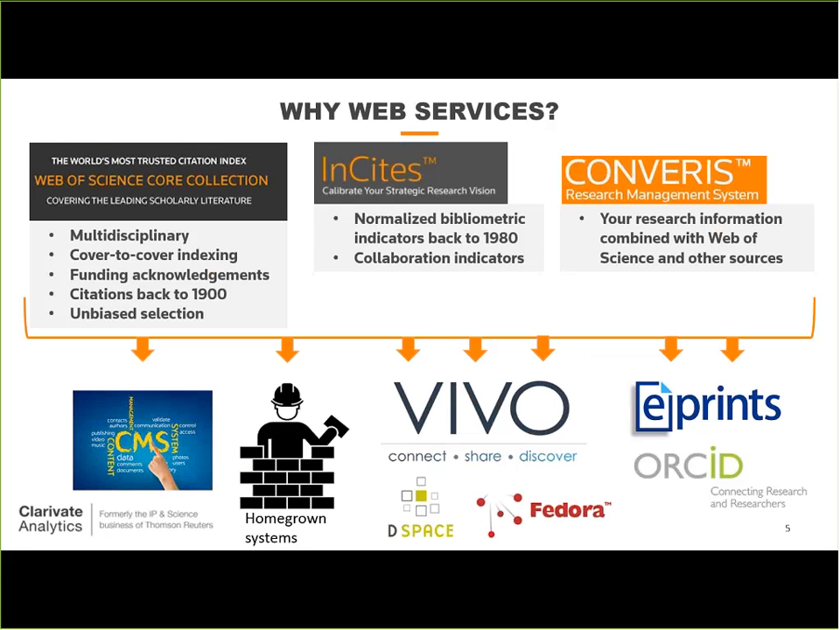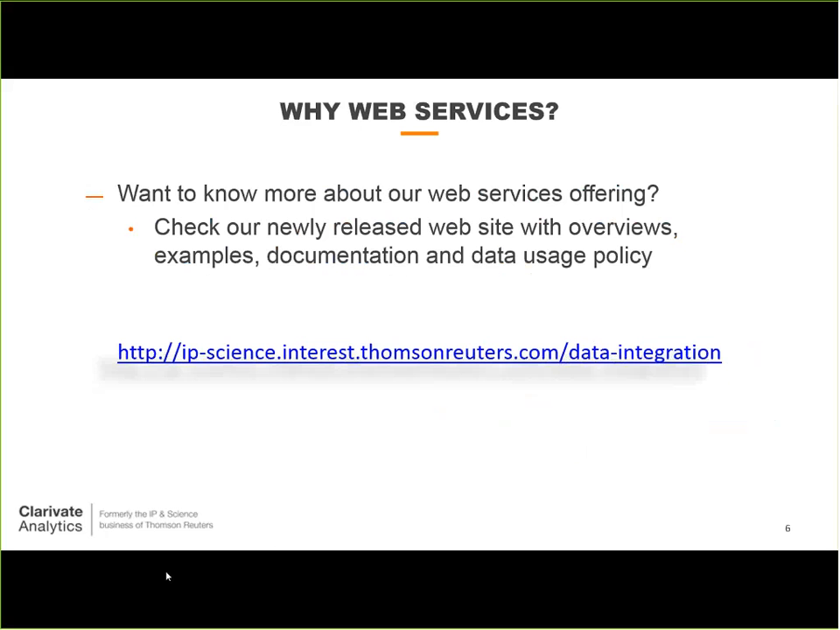We also have web services coming from Converis, although this will not be the focus of today's webinar, but Converis is our current research information system. So it's a research management system, and you can combine it with Web of Science and other sources and then export data from this system as well. But the web services coming from all of these systems can be integrated into your content management system, in your homegrown system, in your VIVO portal, in your internal repositories, such as DSpace, Fedora, ePrints, or also connected to ORCID.